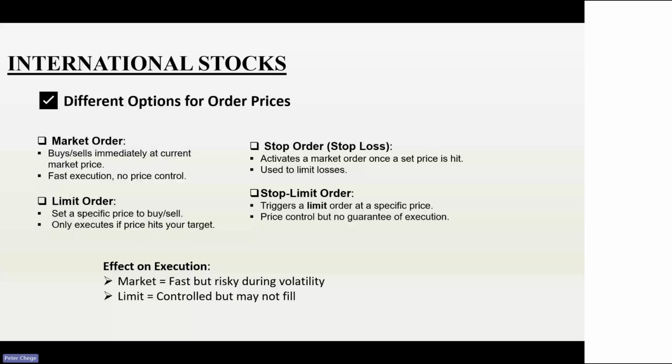So, what is the effect of the different types of orders on execution? Market orders execute very fast, but they are risky due to volatility. Remember, you don't have control of the price. At the point you are executing that trade, the price may have moved up significantly, so it is executed at that price. What if it goes back down and stagnates? You are stuck with your stock. But again, you have limit orders. You can control your price, but there is no guarantee it will be filled.